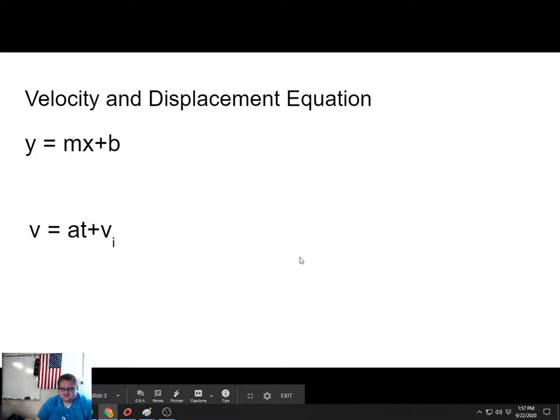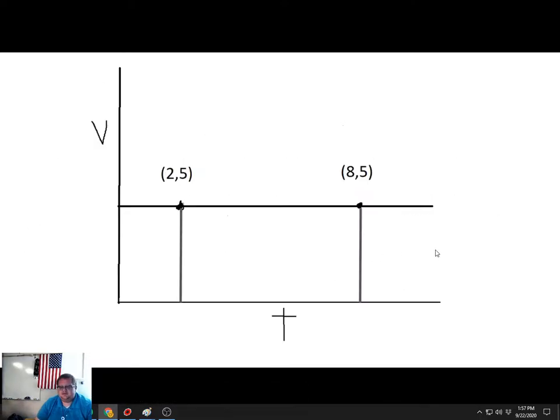Okay, so there's the equation, like I said, we just got. Real quick, I want to look at this right here. This is an object that we can tell, just because this is a velocity versus time graph, is moving. It's moving at a constant velocity the whole time, but it is moving.